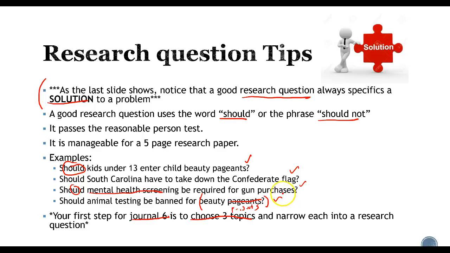First, find a topic. Don't worry about it being a question immediately. It could just be a single word or a thing. And then once you have a topic, you want to specify that solution. Use these tips that I discussed on this slide in order to narrow it into a good research question. Make sure it's a solution. Use the word should or should not. Make sure it passes the reasonable person test. Make sure it's manageable for a 5-page research paper.